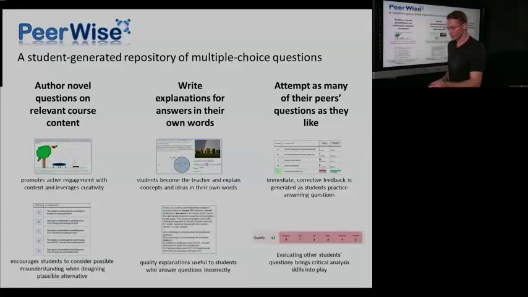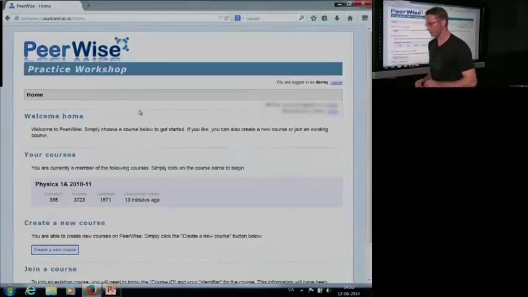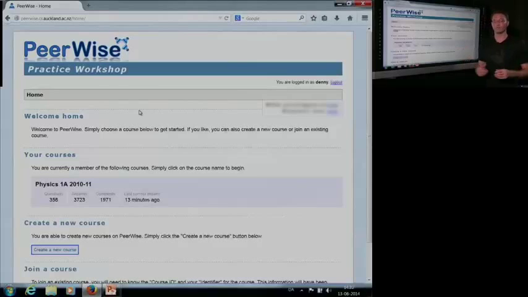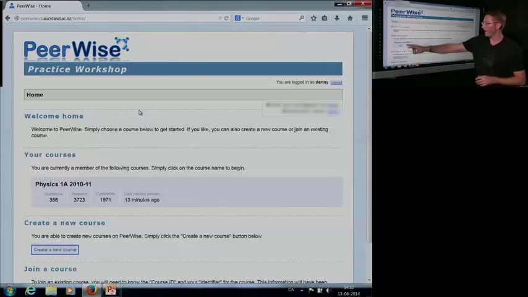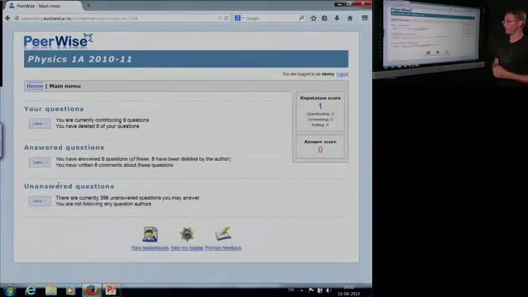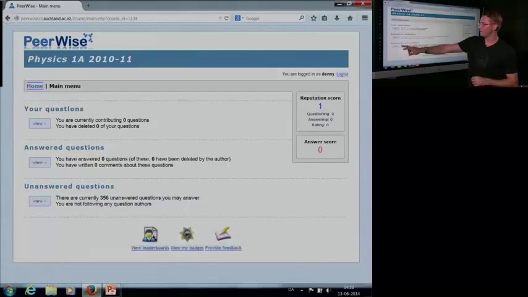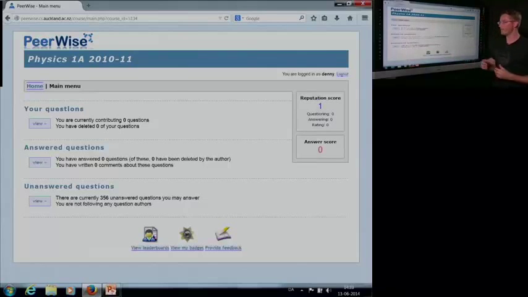So what I'm going to do now is just show you a very quick demonstration of PeerWise from the student's perspective. What we have here is a PeerWise course on introductory physics. And let's say that a student wants to investigate and have a look at the questions that their classmates have created. So to do that, they would click on the View button in the Unanswered Questions section, and you can see in this particular course there are already 356 questions available.